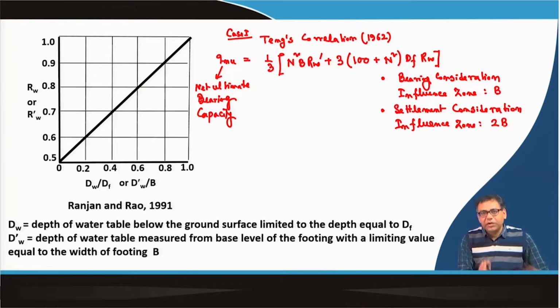That means when you consider only bearing, you will consider the influence zone of the foundation as B from the base of the foundation, and when we consider settlement, the influence zone is twice B from the base of the foundation. Teng correlation considers only bearing capacity, so our influence zone will be B from the base of the foundation. For allowable bearing capacity where the permissible settlement is given, settlement is involved, so the influence zone will be twice B, remember that. In this case, with the Teng correlation, the influence zone will be B.